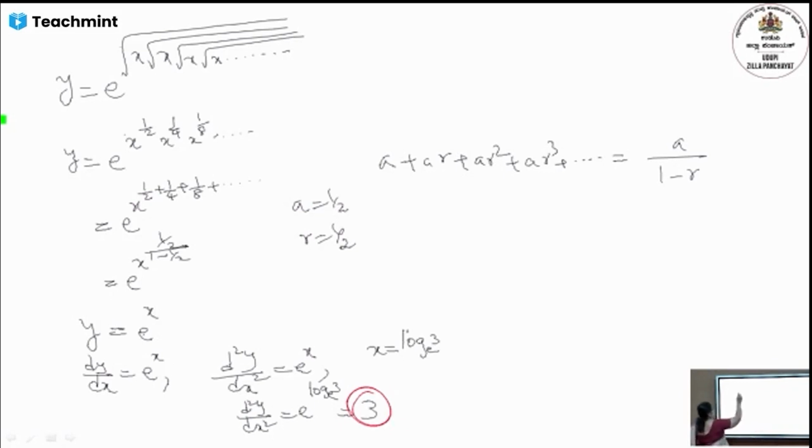Try to understand here. The statement looks so big that you get scared, thinking we won't be able to do it and that it will take too much time. So let us not do that. Here it is x power half, for the second x it is power 1/4, for the third x power 1/8. Then this is a geometric progression, a by 1 minus r is the sum. Half by 1 minus half cancels and e power x remains. The derivative of e power x is e power x. Again, when you differentiate the second time, it is e power x. Now if you put x as log 3, e and log are inverse functions of each other. What remains is 3.